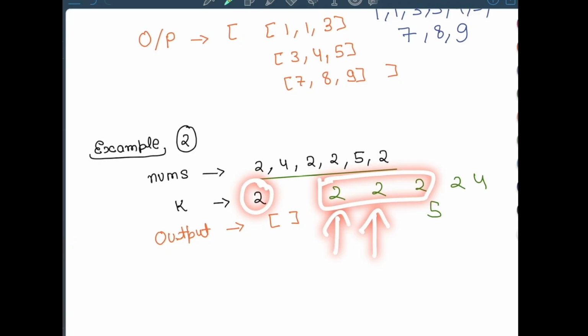It means the maximum allowed difference is 2. The highest value is 2. The lowest value is 2. The difference is 0. It means that 2, 2, 2 is a fine triplet. You can create an array of these three elements, 2, 2, and 2.